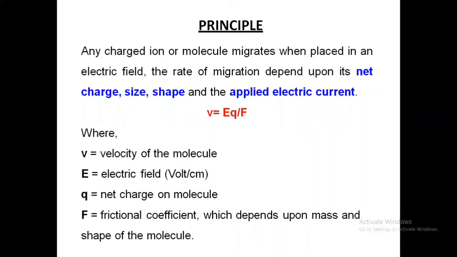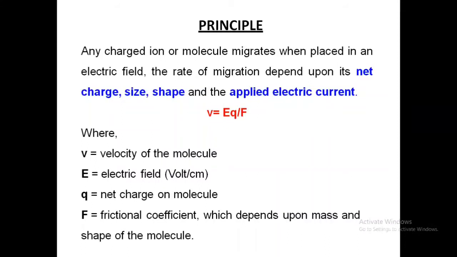I mean, cations are moving towards the cathode, anions are moving towards the anode. If they are moving, what does it indicate? They have some velocity. That is called the migration rate. That migration rate of your charged particles depends upon some parameters. One is net charge, second is size, third is shape, fourth is electrical current, how much you are applying in between the electrodes.